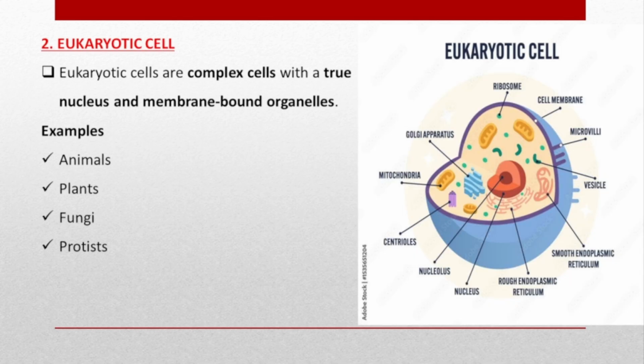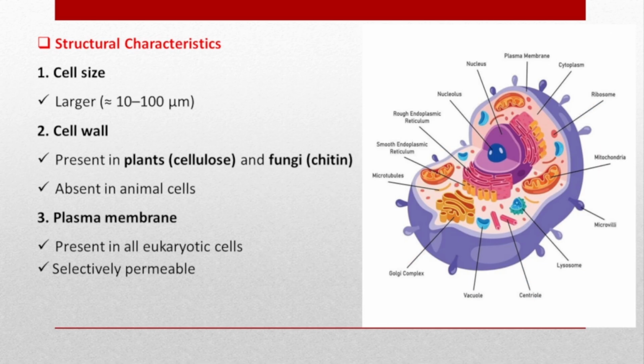The other category of cells is known as the eukaryotic cell. Eukaryotic cells are complex cells with a true nucleus and membrane-bounded organelles. This is the opposite of the prokaryotic cell. Prokaryotic cells have no true nucleus and membrane organelles, and eukaryotic cells have a true nucleus and membrane organelles. For example, animal cells, plant cells, fungi and protists have a true nucleus and membrane organelles.